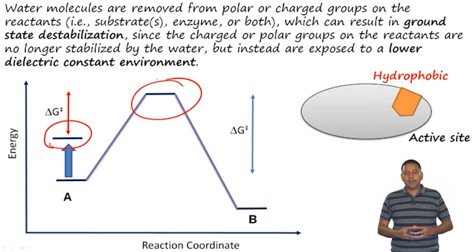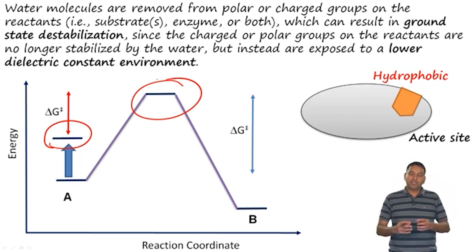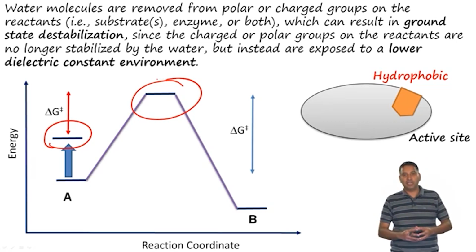Now, to understand this, we also need to understand dielectric constant, because dielectric constant is nothing but the ability of the medium to separate charges. So, water, which has a very high dielectric constant, if you remove it from the active site, then it is likely that the molecules that are getting in are going to experience a completely different dielectric environment. So, together these contribute to ground state destabilization.